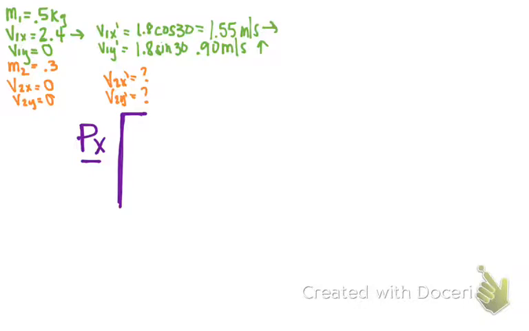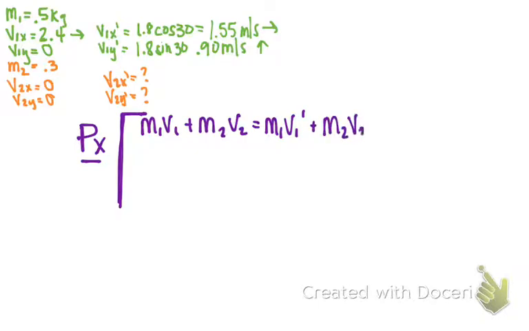Okay, let's look at our equation for an elastic collision. Momentum of an elastic collision is m1 times v1 plus m2 times v2 equals m1 v1 prime plus m2 v2 prime. But since we're only looking at momentum in the x direction, really we're only looking at v sub 1x, v sub 2x, v sub 1x prime, and v sub 2x prime. That's an important distinction to be made here. So now we can start plugging in some numbers.